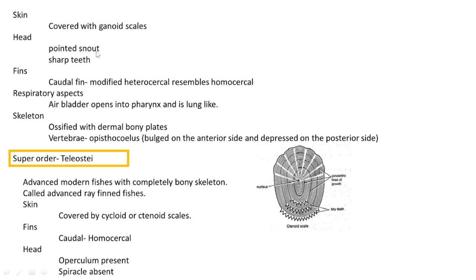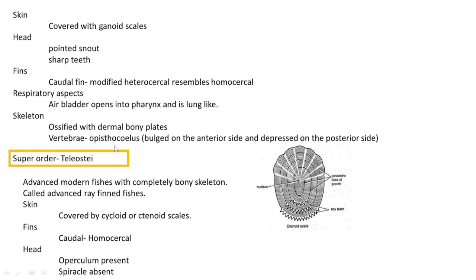Then head is pointed with a snout. Sharp teeth are present. Fins, regarding the fins, caudal fin. What peculiarity? It is a modified heterocercal but resembles homocercal. Actually heterocercal but look-wise easily we can mistake it as homocercal caudal fin. Respiratory aspects. Air bladder is present. It opens into the pharynx and it is lung-like in function. Skeleton. It is ossified with the dermal bony plates. It is hardened using dermal bony plates.